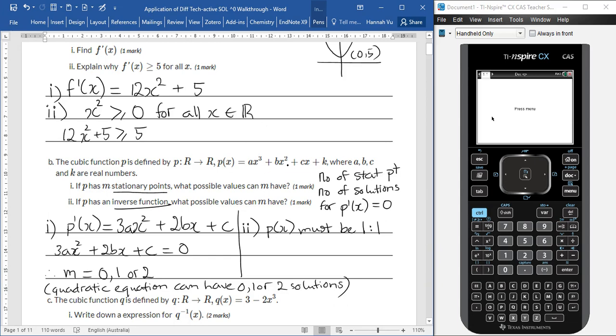So if you think about what the cubic graph looks like, it could look like this or like this. The difference between the first and the second case is a little bit subtle, but this is when it doesn't have any stationary points.